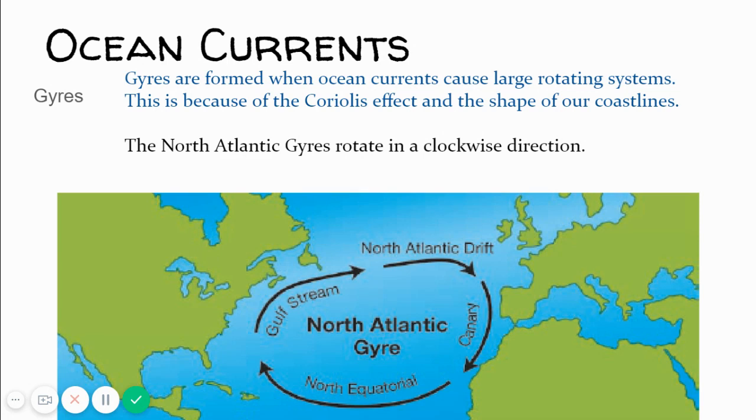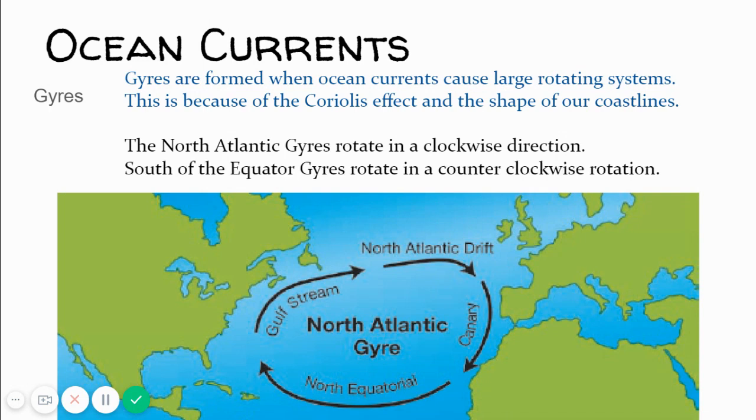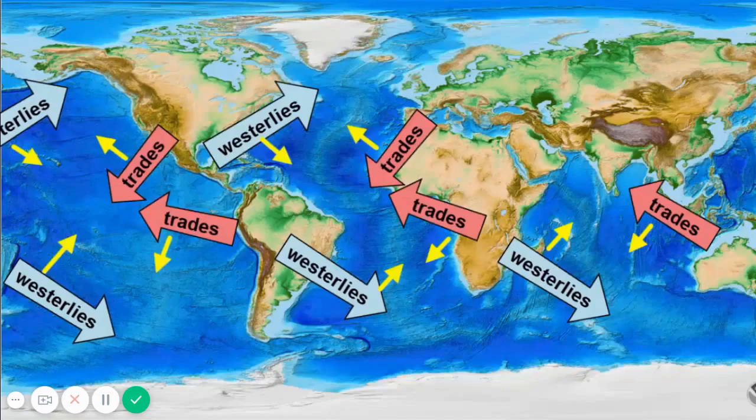People always think that's so weird. If you flush a toilet in the north, does it spin clockwise? And flush a toilet in the south, does it spin counterclockwise? I'll have to test that one out. I won't tell you. South of the equator, gyres rotate counterclockwise. So they're opposite south of the equator.